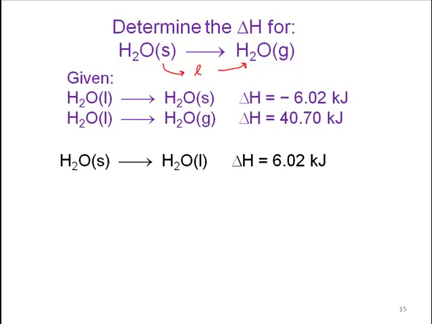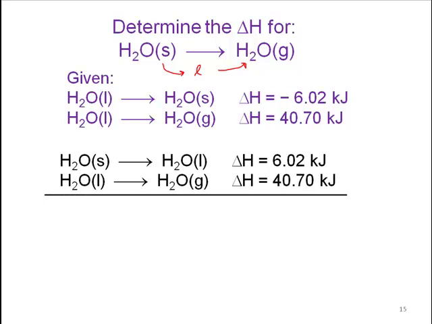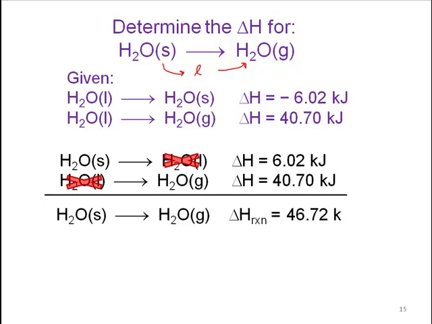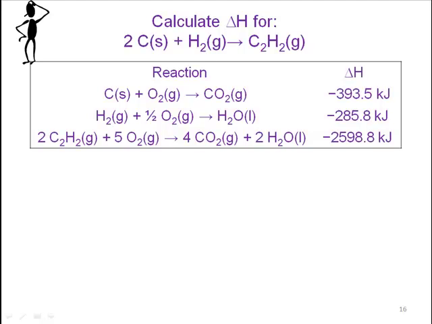Second one has liquid and then gas on the right. We want the gas on the right, so it's good to go. So we add these two together. Those two cancel out. H2O solid to H2O gas, that's the enthalpy of the reaction, 46.72 kilojoules. That's it, you're done. Same idea. This is a physical change, but same idea. Step by step by step by step. Okay? So let's try this one here.